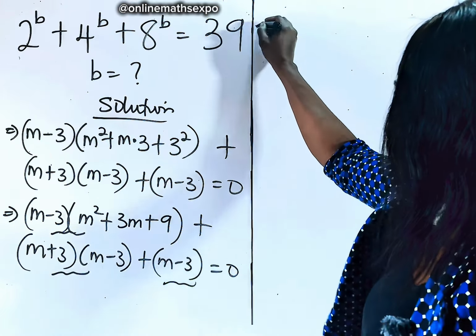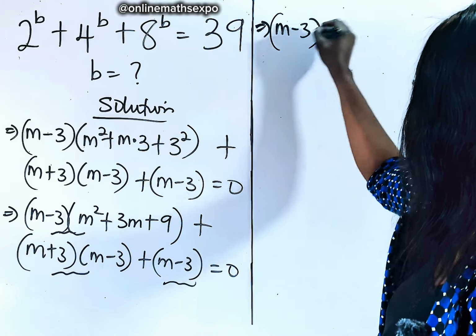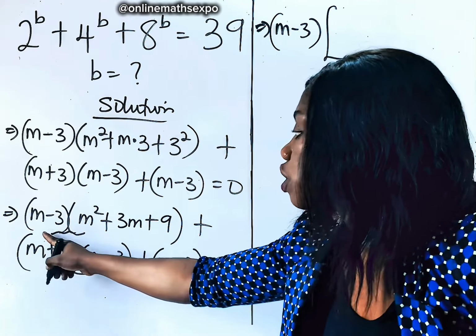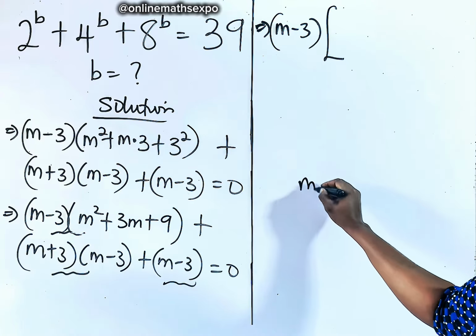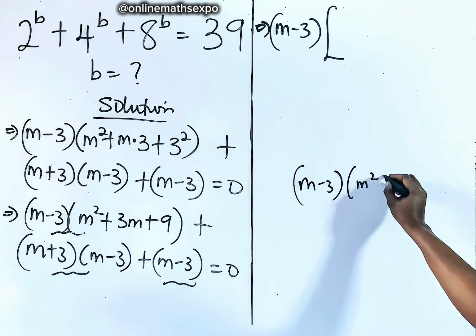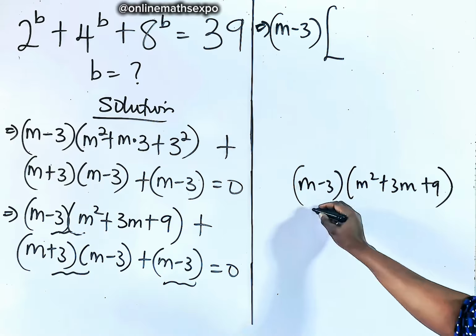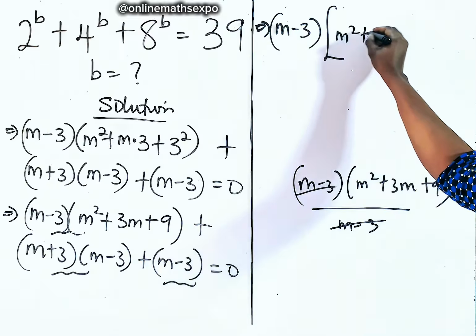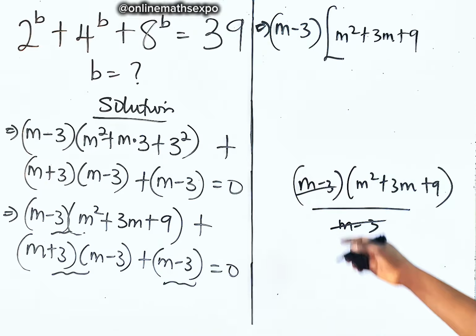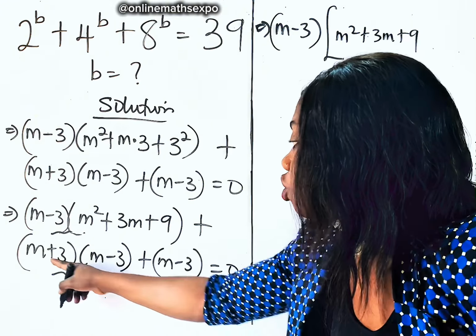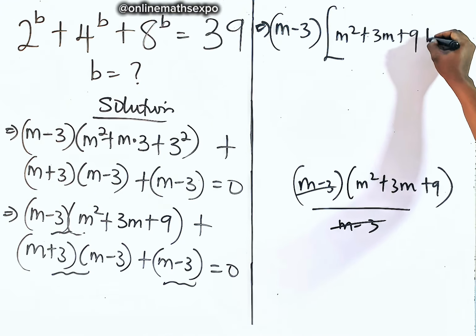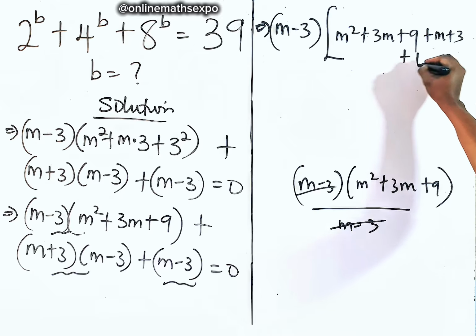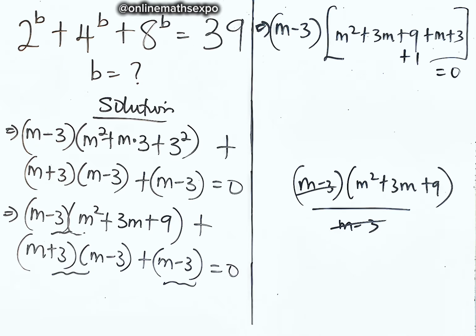So factoring m minus 3 out, this is what we have. Open a big bracket. When you divide the first term by m minus 3, you are left with m squared plus 3m plus 9. If you also divide the second term, you'll be left with m plus 3. So we have plus m plus 3. Then divide the last one by itself, you have 1. So this is plus 1 and everything is equal to 0.